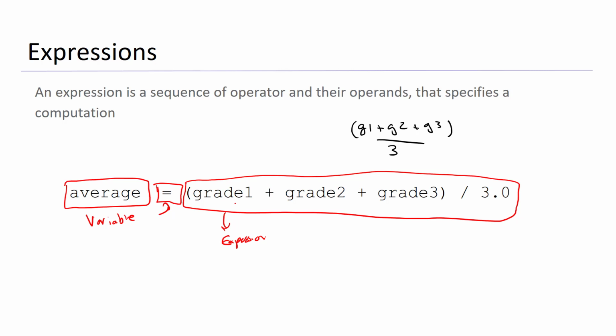And this is an expression because, again, if you look at this, this is a sequence of operators and operands. For example, you can take the division operator over here. This slash means division, and this division operator has 2 operands. The first operand is this one: the addition of grade 1, grade 2 and grade 3. That is one operand, and this is another operand. So basically an expression is a sequence of operators and operands, and an operand can also be an expression.